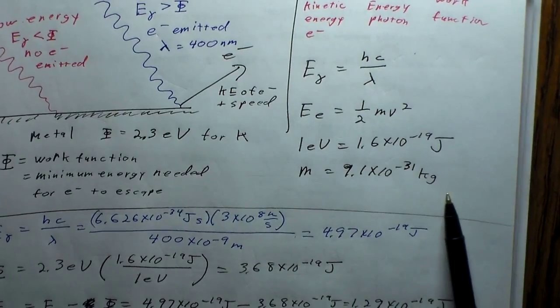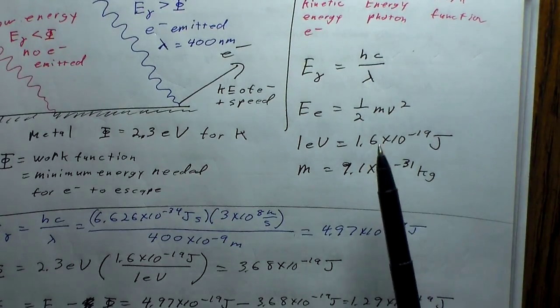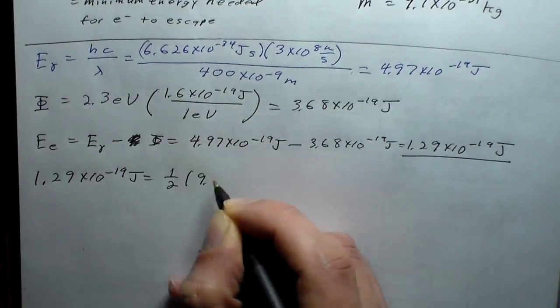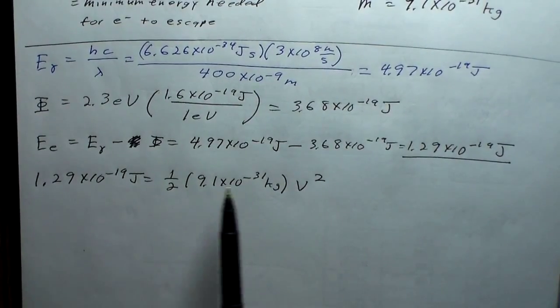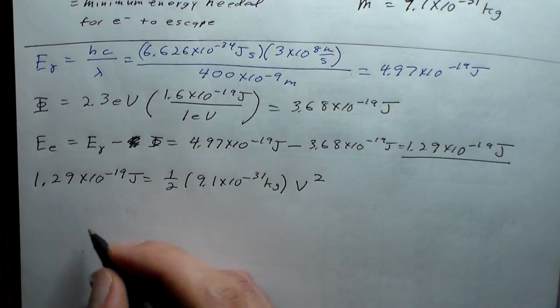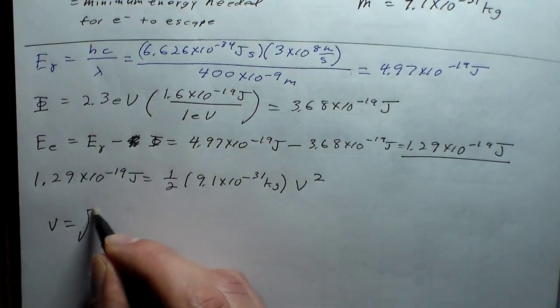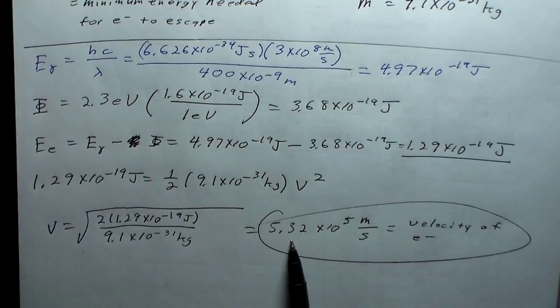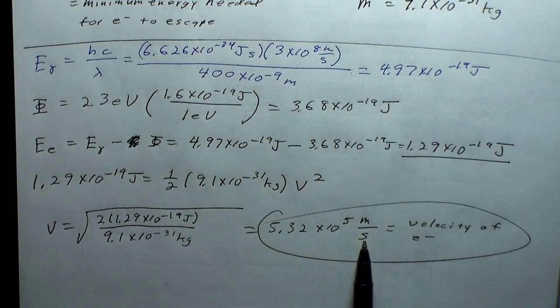Again, this has to be in kilograms because when you're dealing with kinetic energy, you need kilograms and meters per second. Otherwise, your units aren't going to work out. So all I have to do is multiply by 2, divide by 9.1 times 10 to the minus 31, and take the square root of that. We get that the velocity of our electron is 5.32 times 10 to the 5th meters per second.